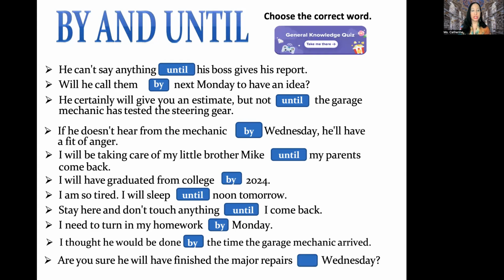Are you sure he will have finished the major repairs blank Wednesday? Are you sure he will have finished the major repairs by Wednesday or until Wednesday? What question does it answer? Correct, absolutely. I'm so proud of you.